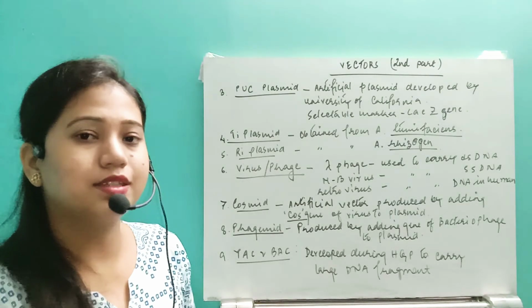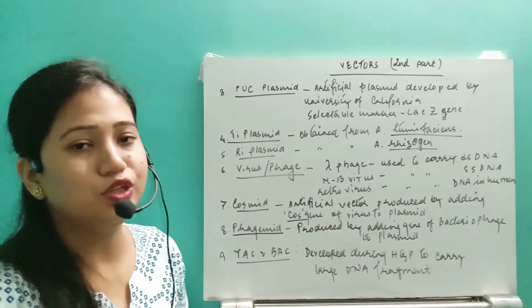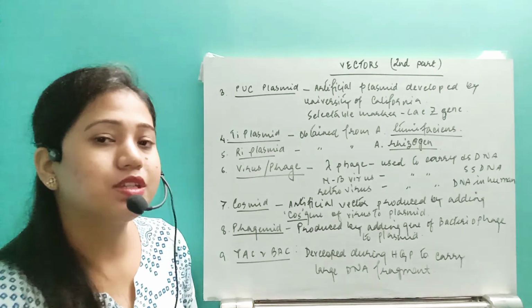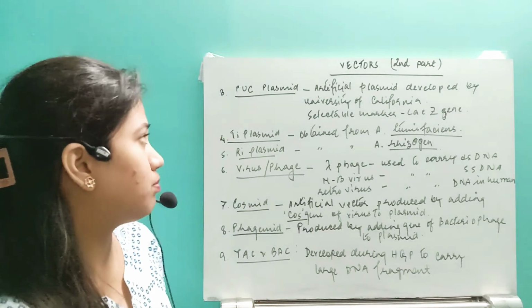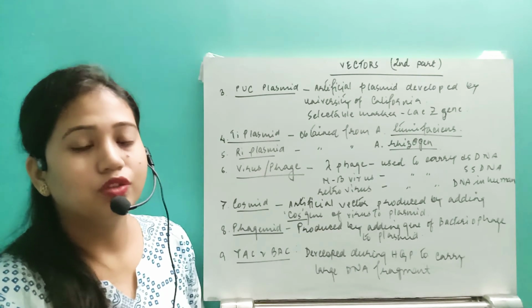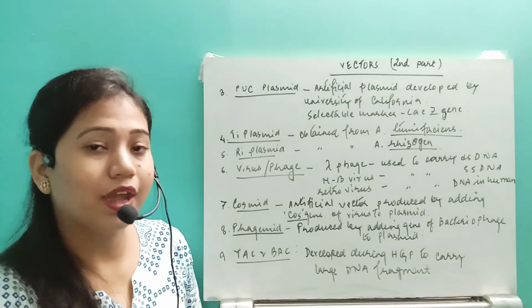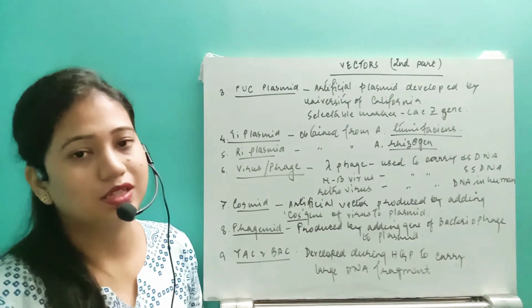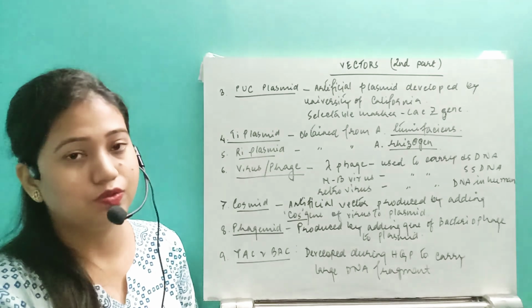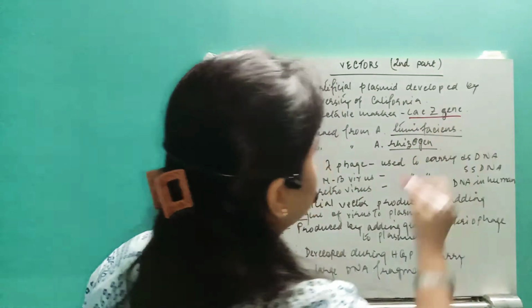After that, the next third type of vector, let's just see what that is. pUC, plasmid. So what does the P stand for? P stands for plasmid, U for University, C for California. So the University of California developed the plasmid, where one specific type of selectable marker was used for the first time, and that was the selectable marker lacZ gene.